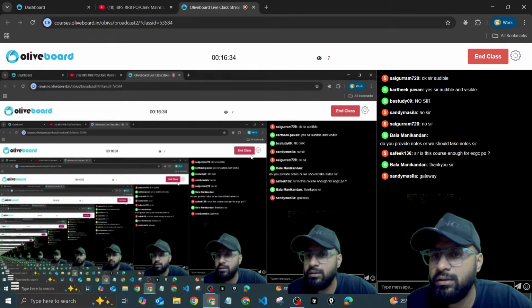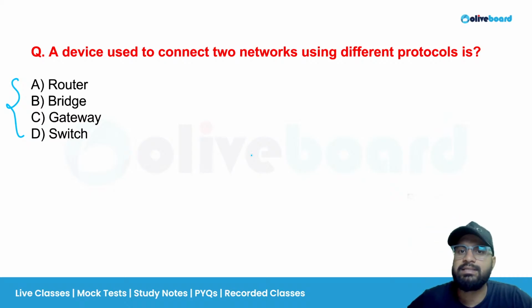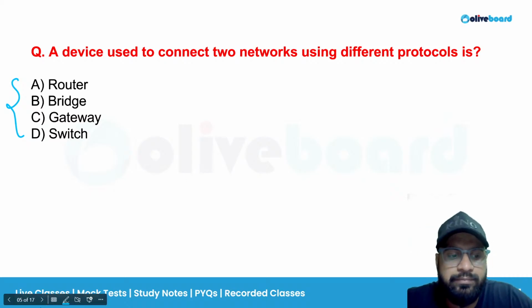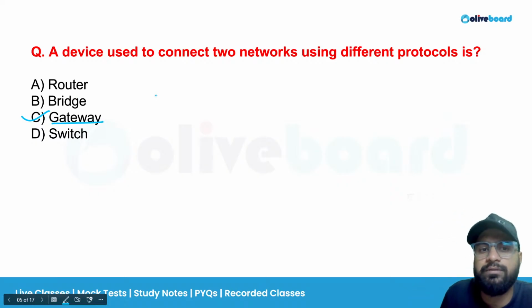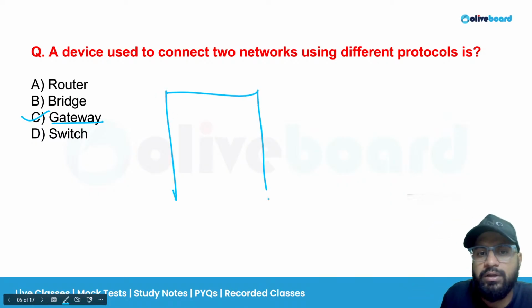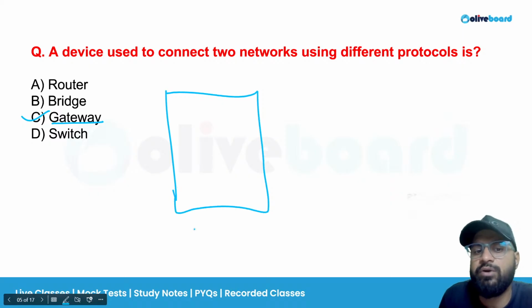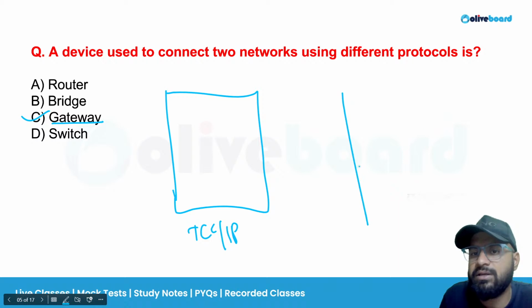No idea? Okay, yes. The correct answer for this question, as you can see here, is a gateway. If we have two different networks, for example, this network is using TCP/IP, and this network is using different protocols.